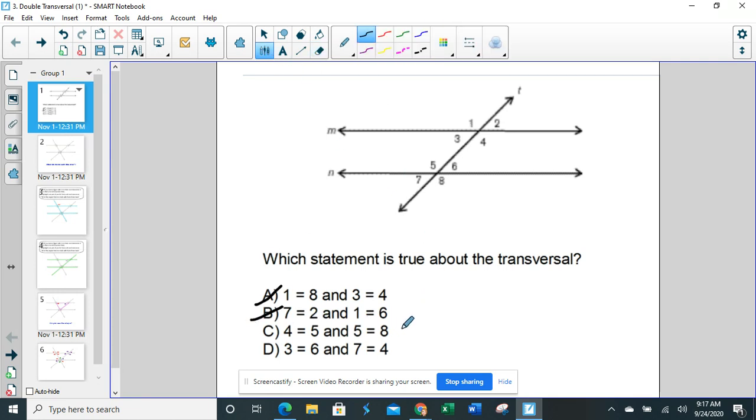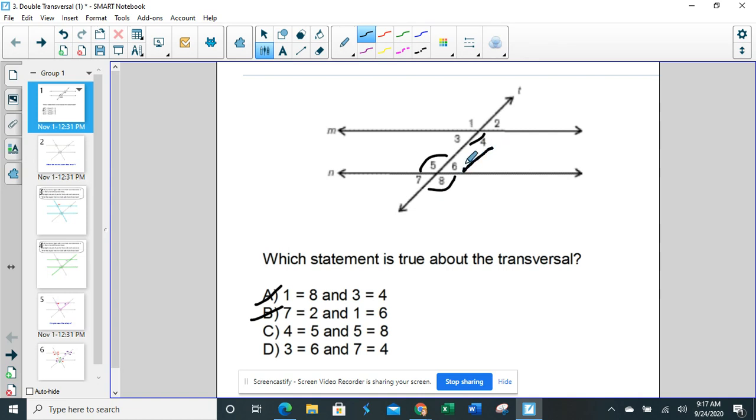Okay, so let's take a look at letter C. We're talking about 4 and 5, and then 5 being equal also to 8. So if I look at this right now, I know I can look at this a couple of different ways. I know that 5 and 8 are definitely equal to each other because they are vertical angles. I have to figure out now if 4 and 5 or 4 and 8 are the same because I know already that 5 and 8 are the same.